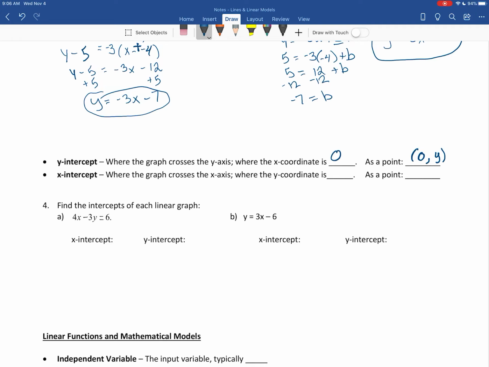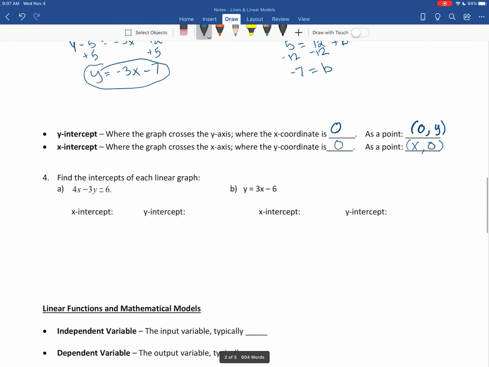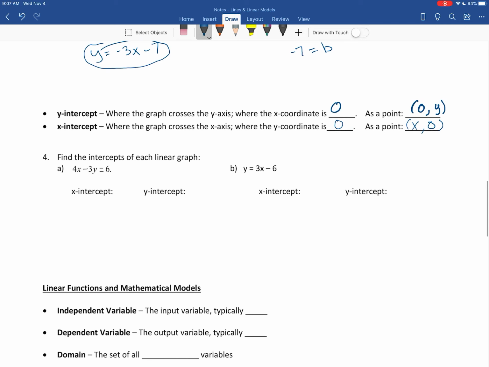The x-intercept is the exact opposite of that. It's where your graph crosses the x-axis. If you're on the x-axis, then your y-coordinate is 0. So these look like some x value, comma, 0. So when we want to find the intercepts of a graph, those are the ideas that we use.